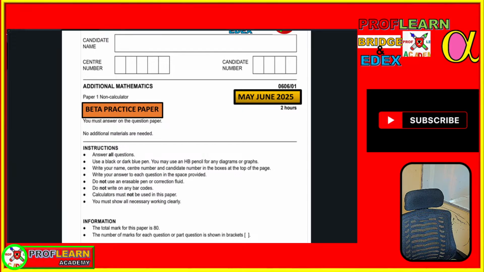So right now what I'm doing here is just scanning some of the concepts that I'll be displaying there for you so that you can see them.